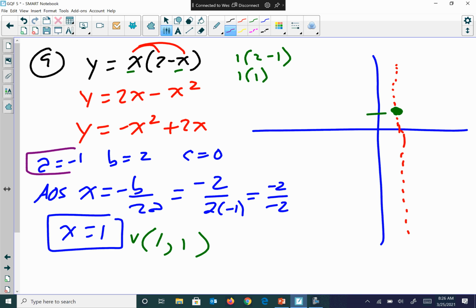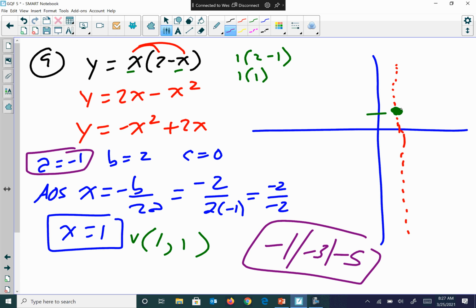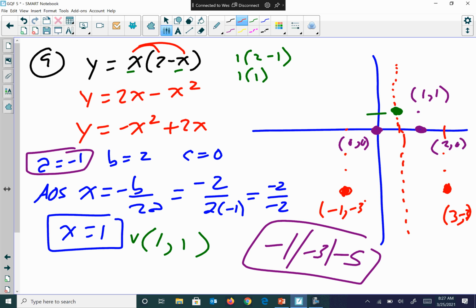Being our A value is negative, our pattern for the graph is going to be negative 1, negative 3, negative 5. Is that okay? So from there, I'm going to go right 1, down 1, left 1, down 1. So that's going to put me at 1 comma 1, that's 2 comma 0, that's 0 comma 0. And then if I go right 1 and down 3, that puts me at 3, negative 3. And then left 1, down 3, negative 1, negative 3. And there's our parabola.